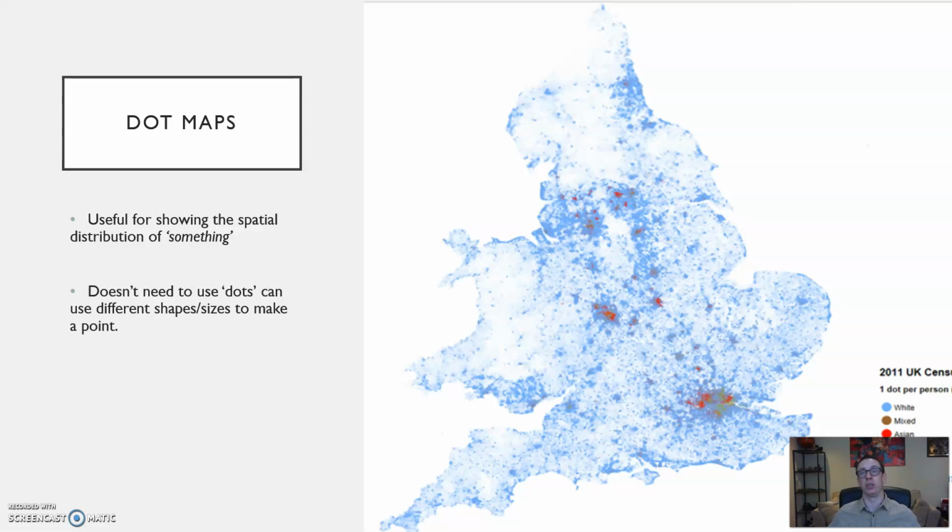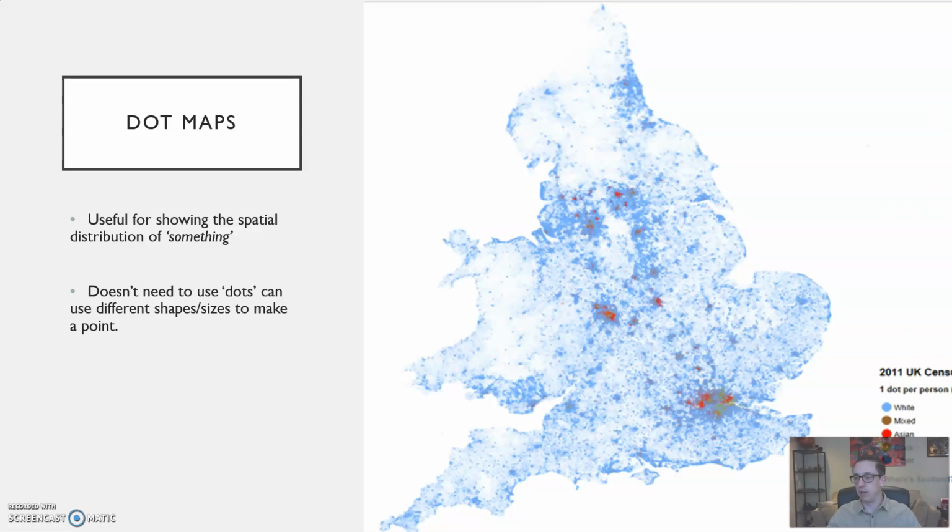Dot maps are useful just for showing the spatial distribution of a specific piece of information. My caveat is that it doesn't need to be dots, as much as we call them dot maps. If you're looking at agriculture, the spatial distributions of different types of farms, you might find that sheep farms are little dots, cattle farms are squares, and arable farms are triangles, or whatever. It really doesn't matter. But the point is, you are using a particular symbol to represent something.